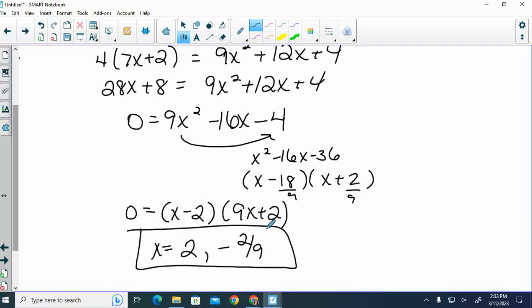When do you have to remember to check a problem? All the time. When you square both sides. Right, when you start squaring both sides.